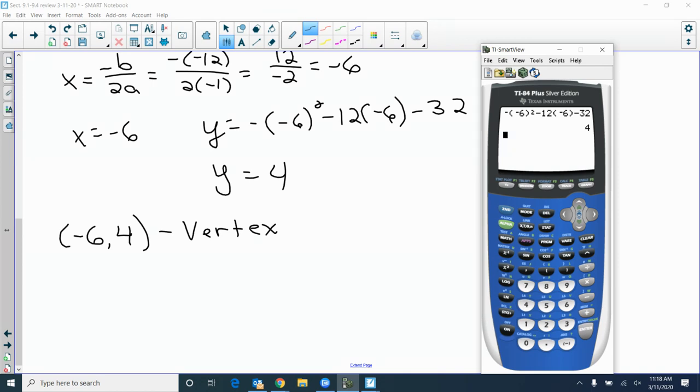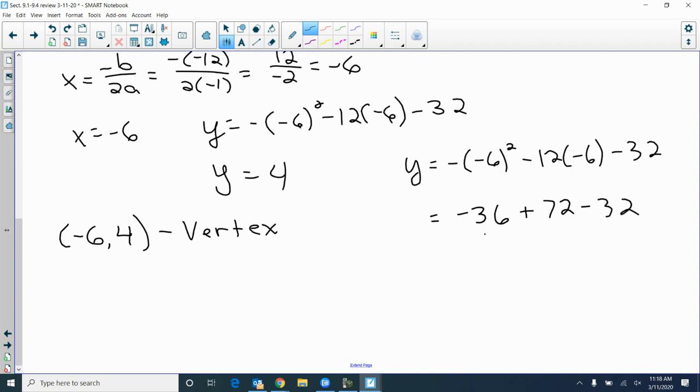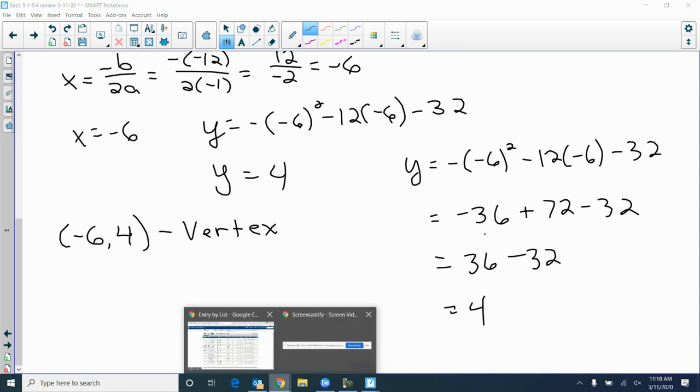Did you enter it in your calculator or did you do it piece by piece? I just did it on paper. All right, well, if you're gonna do it on paper, -6 squared is 36. This negative will still be in front of there. -12 times -6 is positive 72. That gives you positive 36 minus 32. That gives you 4. Still gonna get the same thing.